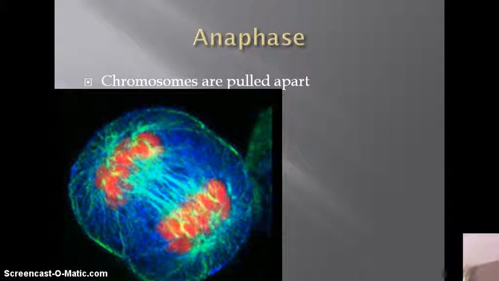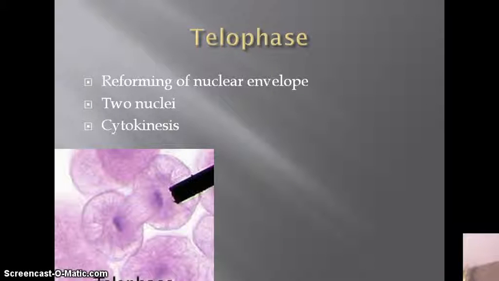Alright, so anaphase. I think this was a really cool picture. I don't know why, it's just cool. So in anaphase, pretty much the chromosomes are pulled apart. The protein that was holding the chromosomes together splits, and the microtubules are pulling them apart. And then next comes telophase, which is the reforming of the nuclear envelope, so you have pretty much two nuclei in one cell right now.